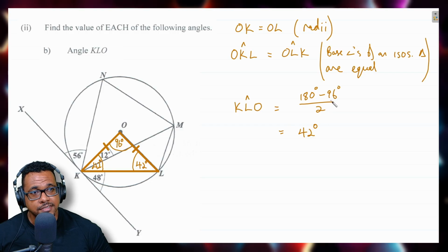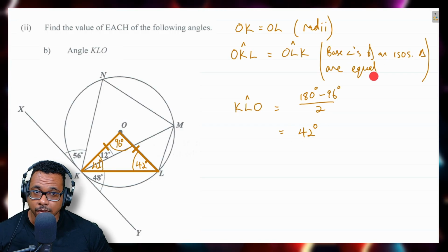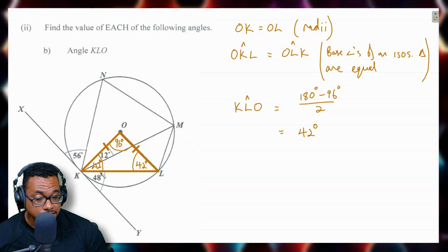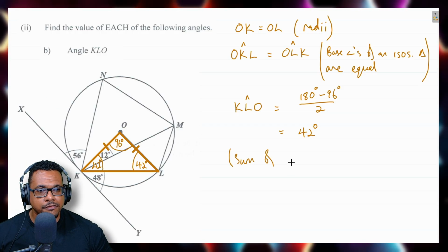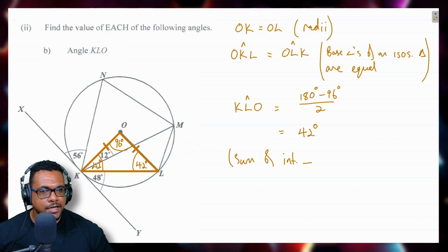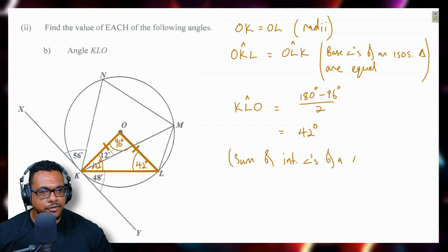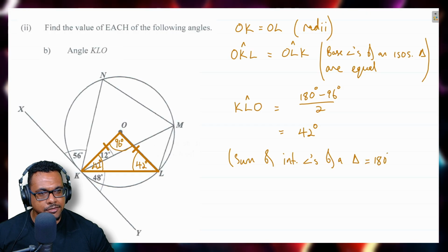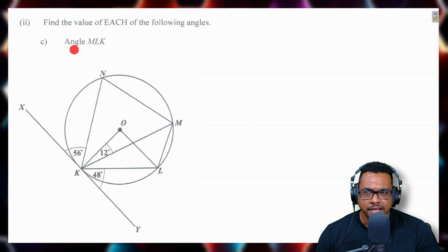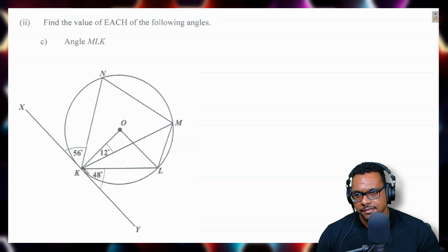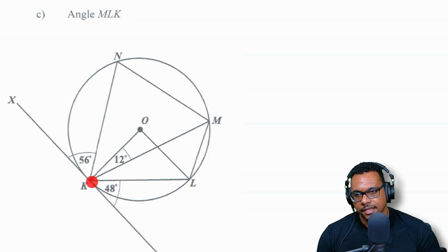What I get right here for a reason, since I already have the base angles of an isosceles triangle are equal, is that the sum of the interior angles of a triangle is equal to 180 degrees. So, sum of interior, INT full stop for interior, angles of a triangle is equal to 180 degrees. And that'll be my reason. So now for part C, we want to find the value of angle MLK. Let's highlight that. So angle M to L and L to K. So that's this angle here.